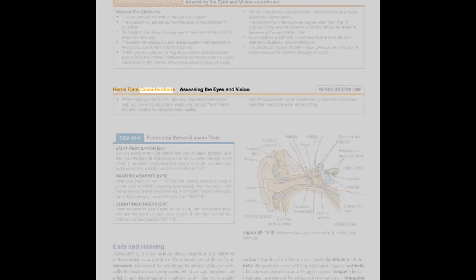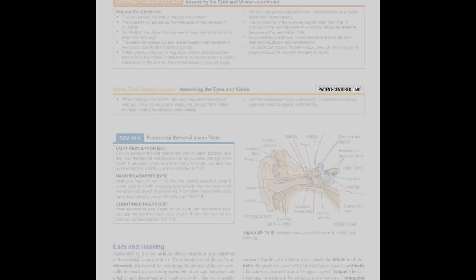Home care considerations, assessing the eyes and vision. When making a home visit, take your equipment and charts with you. Also include a tape measure to lay out the 6 meters, 20 feet, needed for distance vision testing. Use the assessment as an opportunity to reinforce proper eye care and need for regular vision testing.